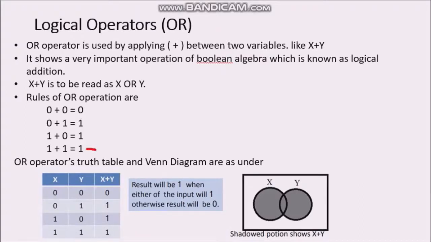If you see the truth table, you will see values of x and y. These are all possible values of x and y, right? Then x plus y will return. If both are 0, x plus y will return 0. If any of the input is 1, high or true, it will return true. If both are true, it will return true.